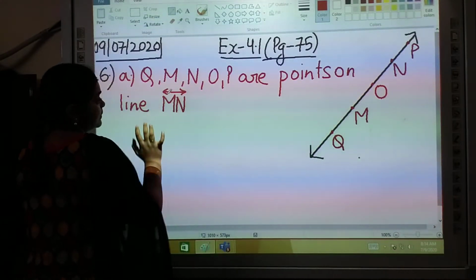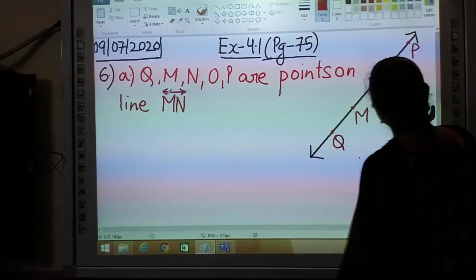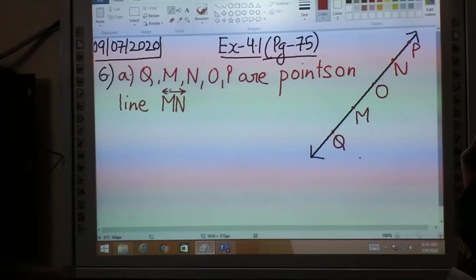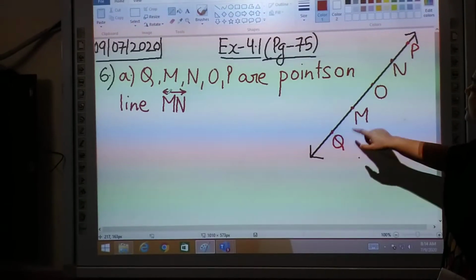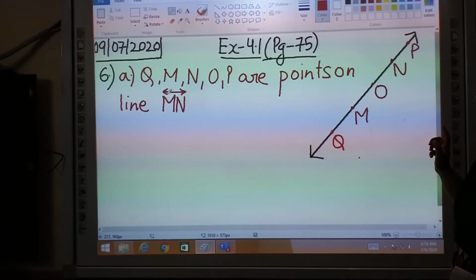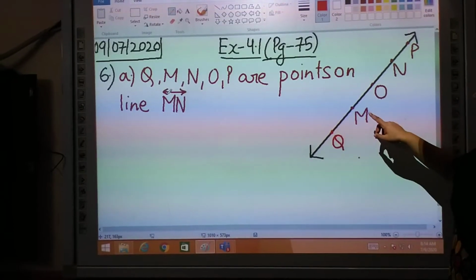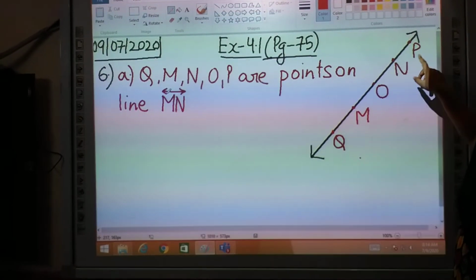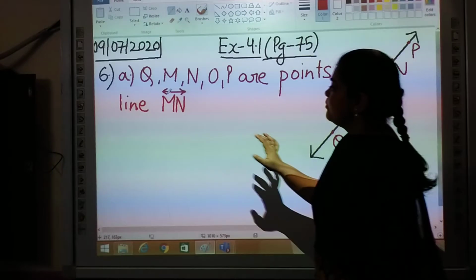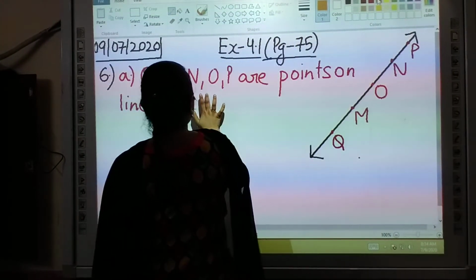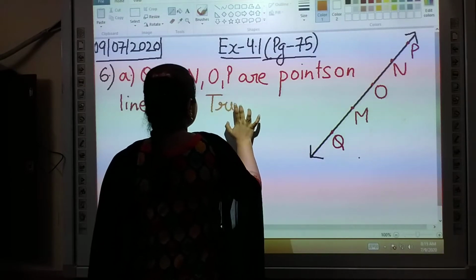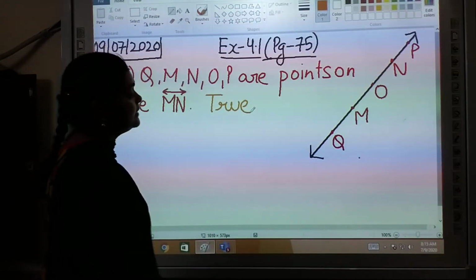आप कंफ्यूज मत होना कि पॉइंट M, N तो सिर्फ यहाँ तक है, पॉइंट Q और पॉइंट P जो बाहर है. हमने क्योंकि पढ़ा है कि लाइन को हम आगे तक एक्सटेंड कर सकते हैं, तो ये पॉइंट्स भी इसी लाइन पे मार्क होंगे. ठीक है? So point Q, point M, point O, point N and point P are there on line MN. So this statement is true. Is that clear?